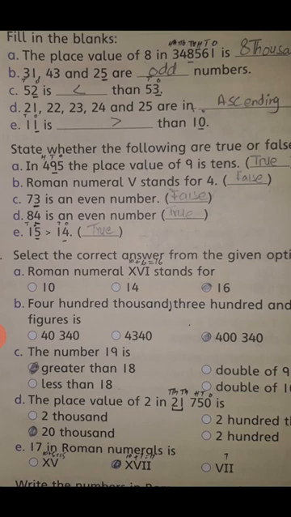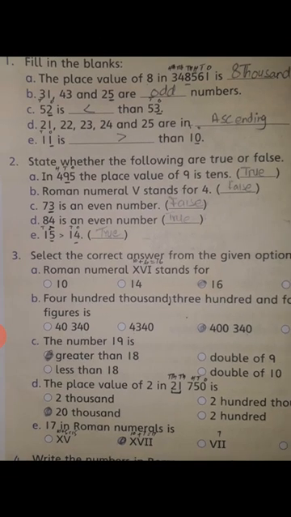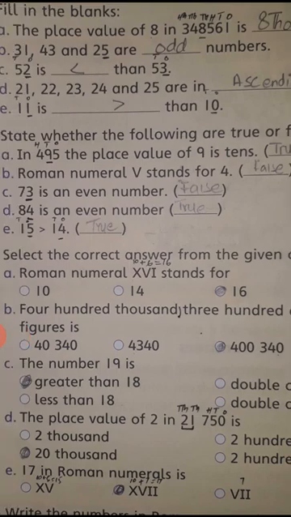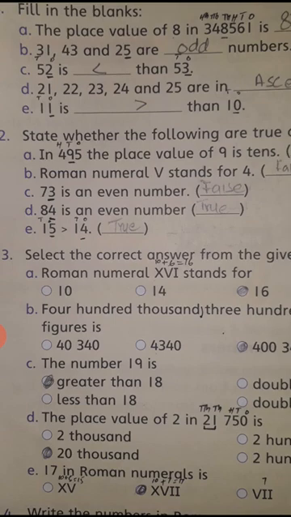Okay. Now let's come to our today's topic. Fill in the blanks. The place value of 8 in 348,561 is, look at ones, tens, hundreds, thousands, ten thousands and hundred thousands.